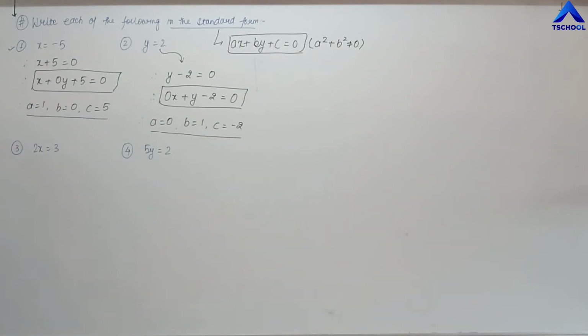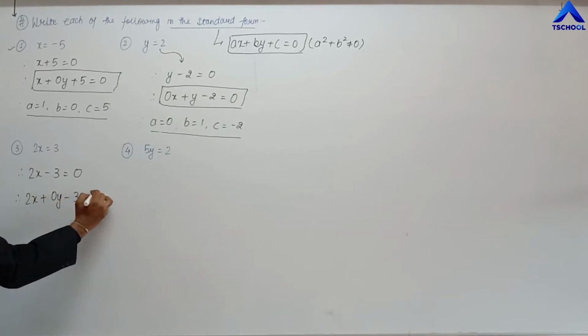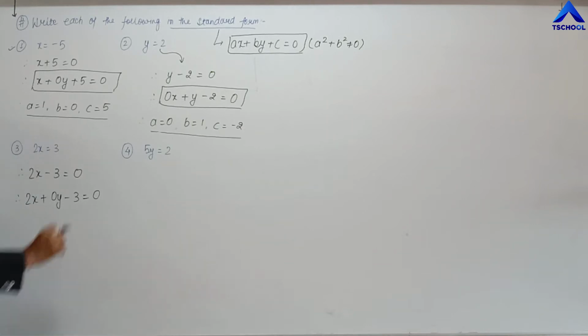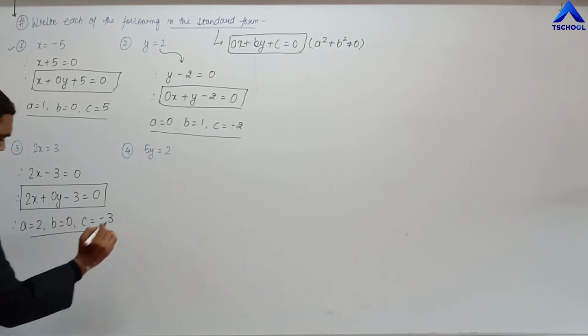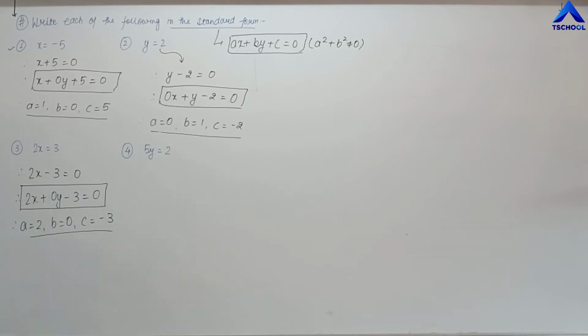Okay friends? Okay. Now here I am having the third example, that is 2x minus 3. That is similar to the first one that we have solved. Right? So first of all, I shall write down 2x minus 3 is equal to 0, and hence 2x plus 0y minus 3 is equal to 0. Okay, so that goes for the standard form here, and hence I can write down the values of a. Therefore a equals 2, b equals 0, and c is equal to minus 3.